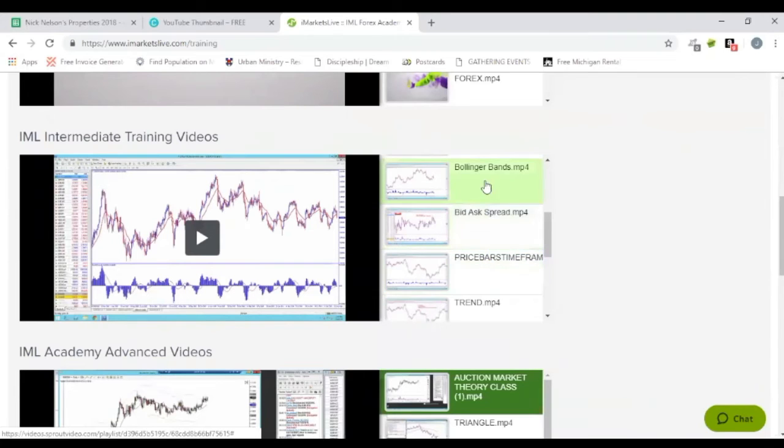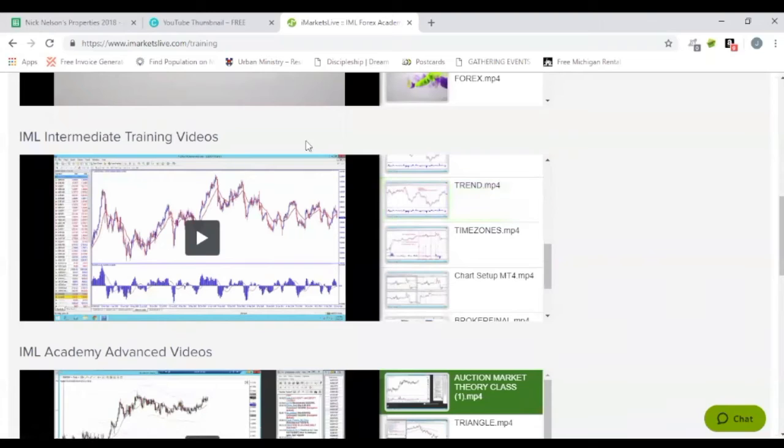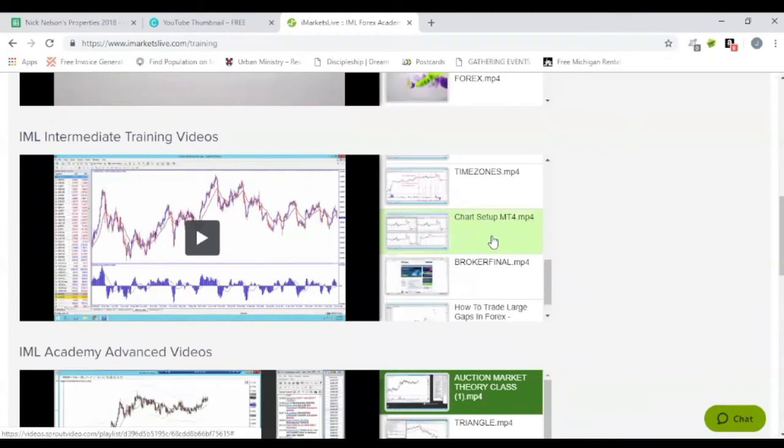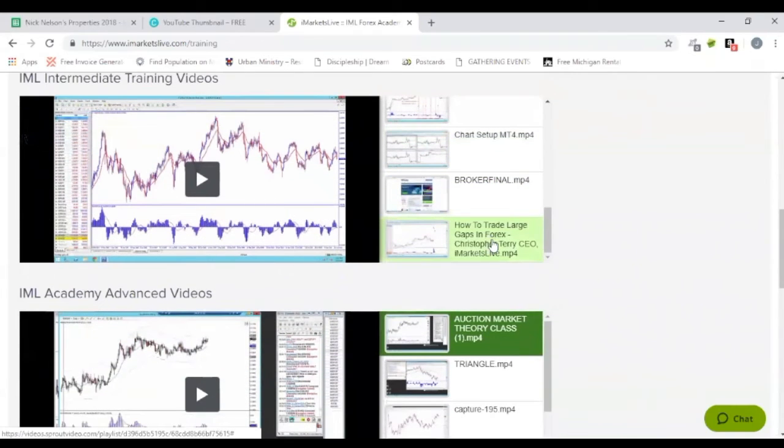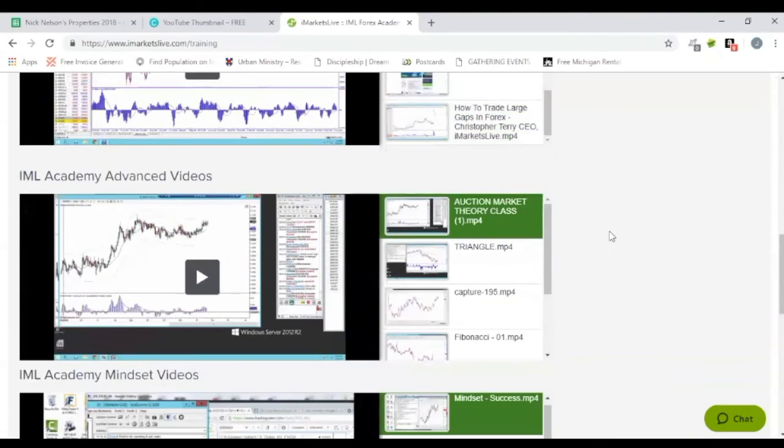So notice how these indicators and stuff didn't come until after you knew the basics. Because without knowing the trend, without knowing how to understand support and resistance, Bollinger Bands aren't going to do anything for you. So, you know, intermediate videos are going to take you through trends, time zones, how to set up your MT4 chart, brokers, and then really, this is an incredible video, how to trade large gaps in Forex. So really, you're going to learn some swing trading in that video.